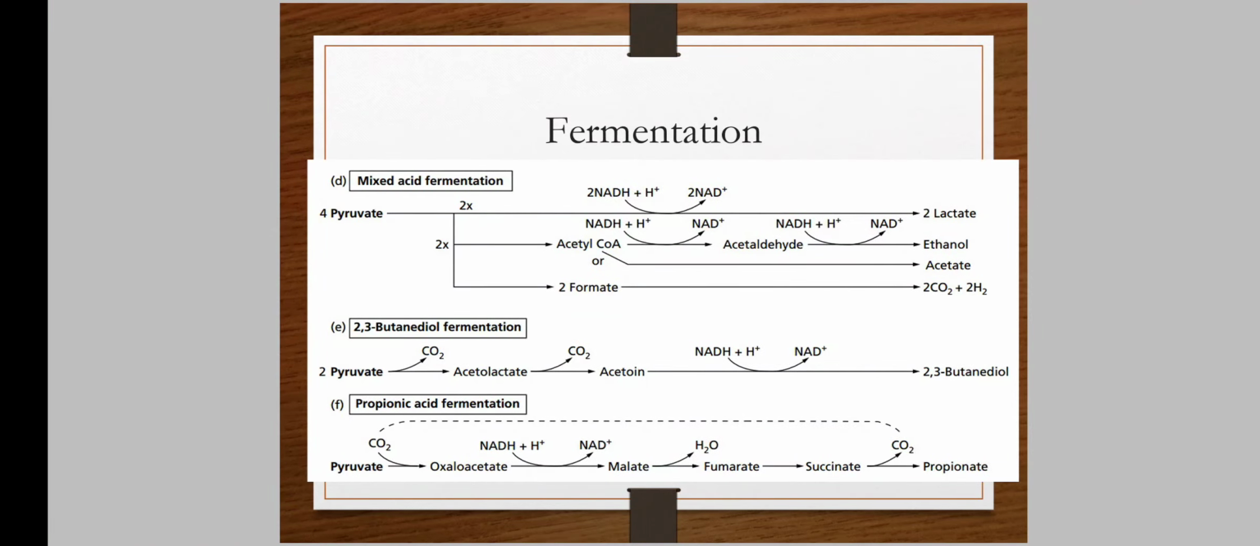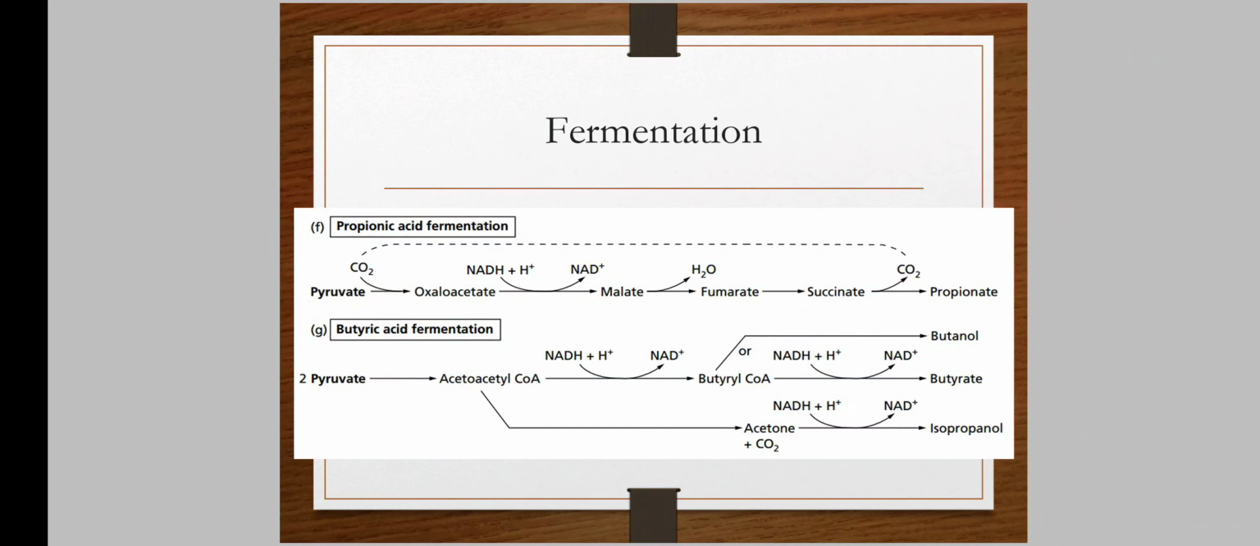Aside from those, we also have other fermentation pathways. Mixed acid fermentation, where you produce lactate, ethanol, acetate, carbon dioxide, and hydrogen gas, depending on the activated pathway. You can also have butanediol fermentation, where the end product is butanediol, and propionic acid fermentation, where the end product is propionate. Then there is butyric acid fermentation, where isopropanol, butyrate, and butanol are the end products.